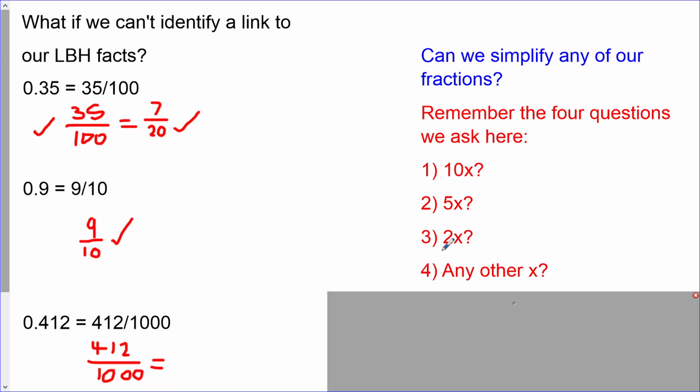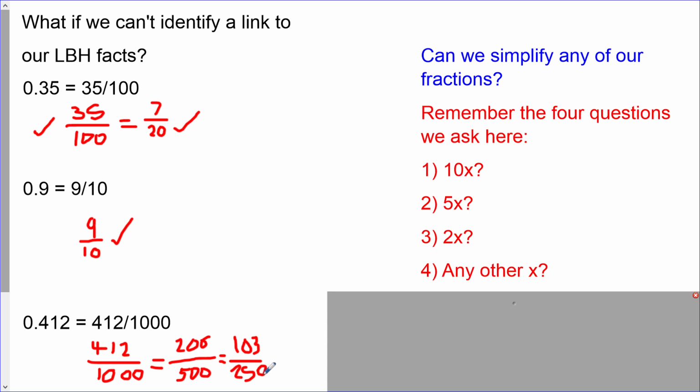Do they both go into the 2 times table? We know that this time, yes, they do, because both numbers end with an even digit. 412 divided by 2, and if you needed to write this down, you could, would be 206, and then 1,000 divided by 2 would be 500. Again, we would go through these questions. 10 times table, no. 5 times table, no. 2 times table, yes. And again, we could get to 203 250ths.